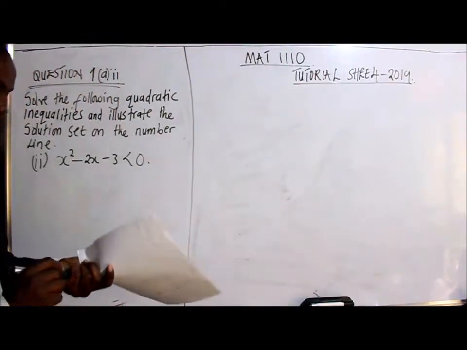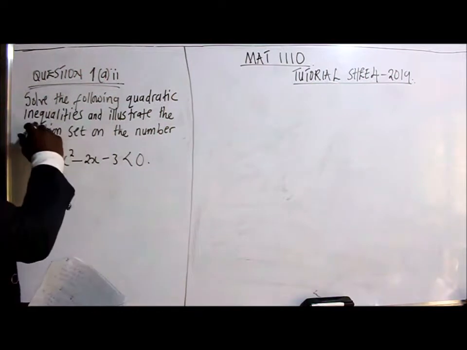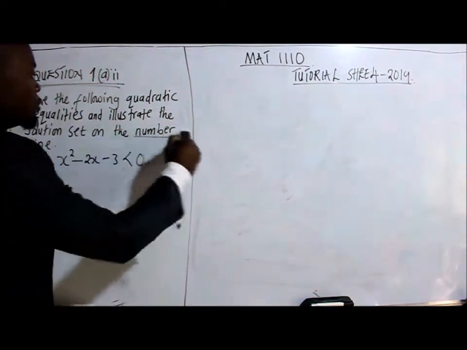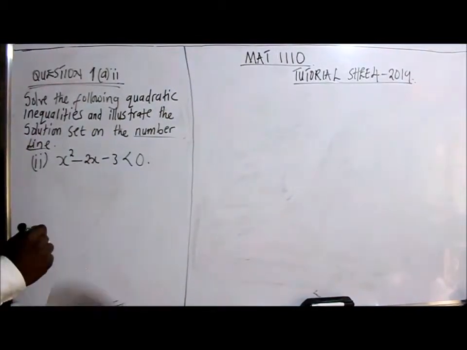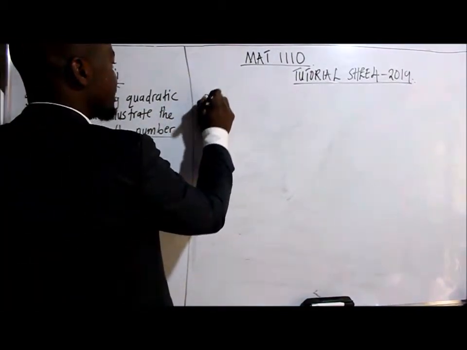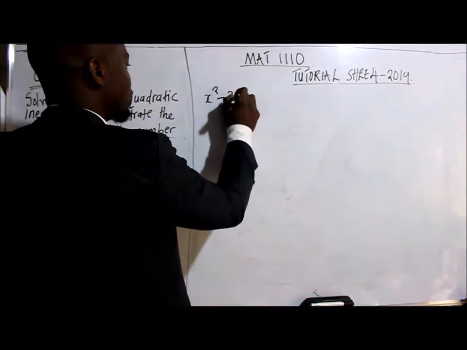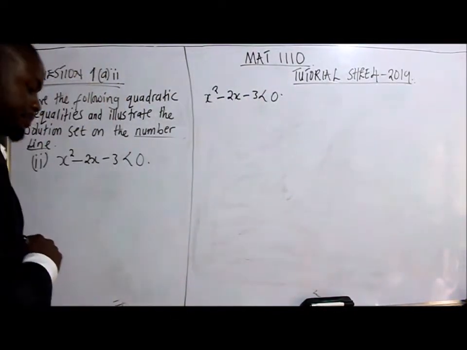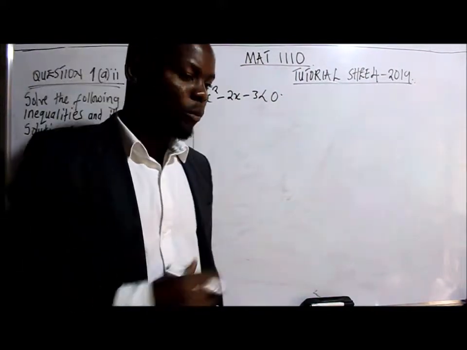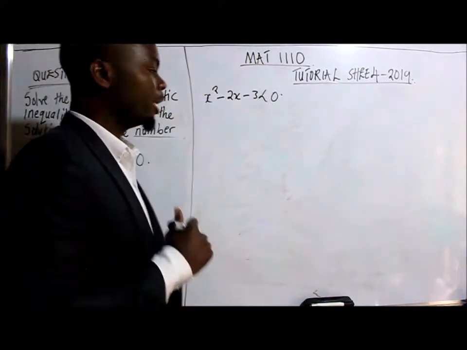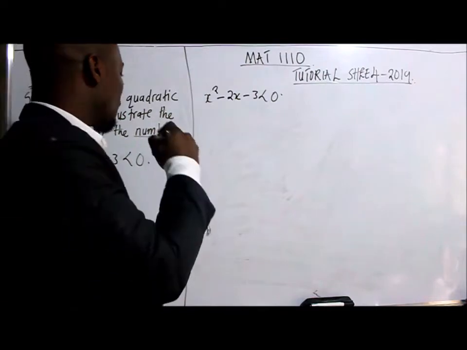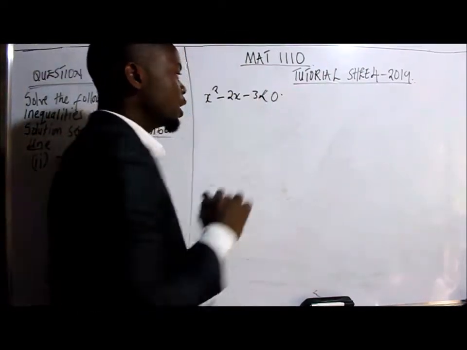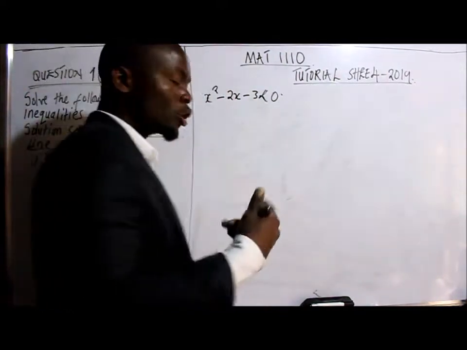The question says, solve the following quadratic inequality and illustrate the solution set on the number line. The expression is x squared minus 2x minus 3 less than 0. Very simple. What you must know is this: whenever you are dealing with inequalities, to calculate easily, assume the inequality sign to be an equal sign.